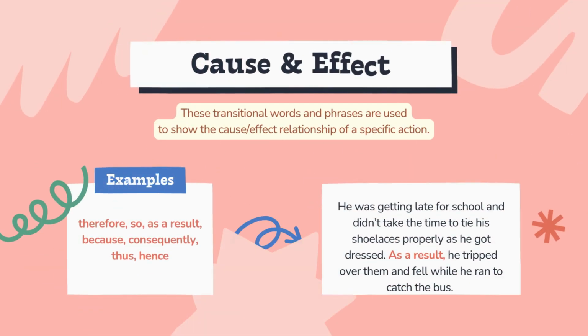Cause and effect. These transitional words and phrases are used to show the cause-effect relationship of a specific action. It includes therefore, so, as a result, because, consequently, thus, hence.